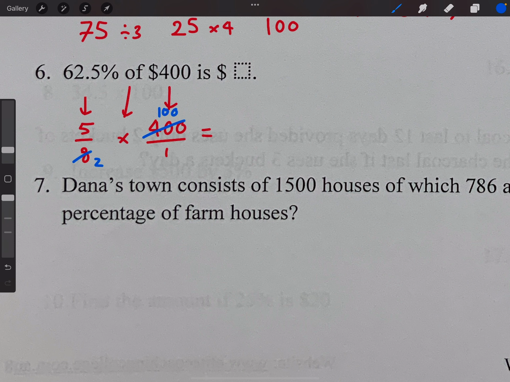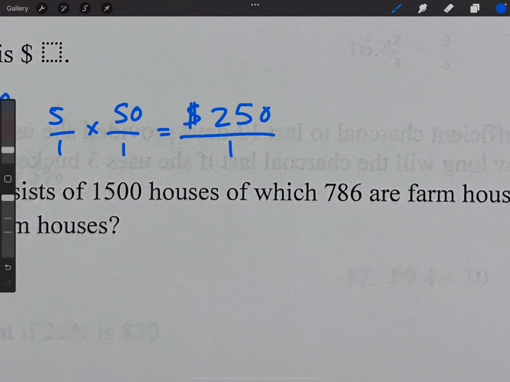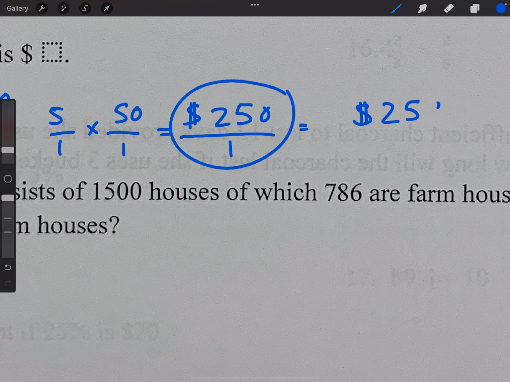And we can divide it again. We can say, alright, let's divide this one by 2. We get 1. Divided by 2, you get 50. So really, the question is 5 over 1 times 50 over 1. 5 times 50 is 250 over 1. And that's just a whole number. Anything over 1 is a whole number. So the answer is $250.